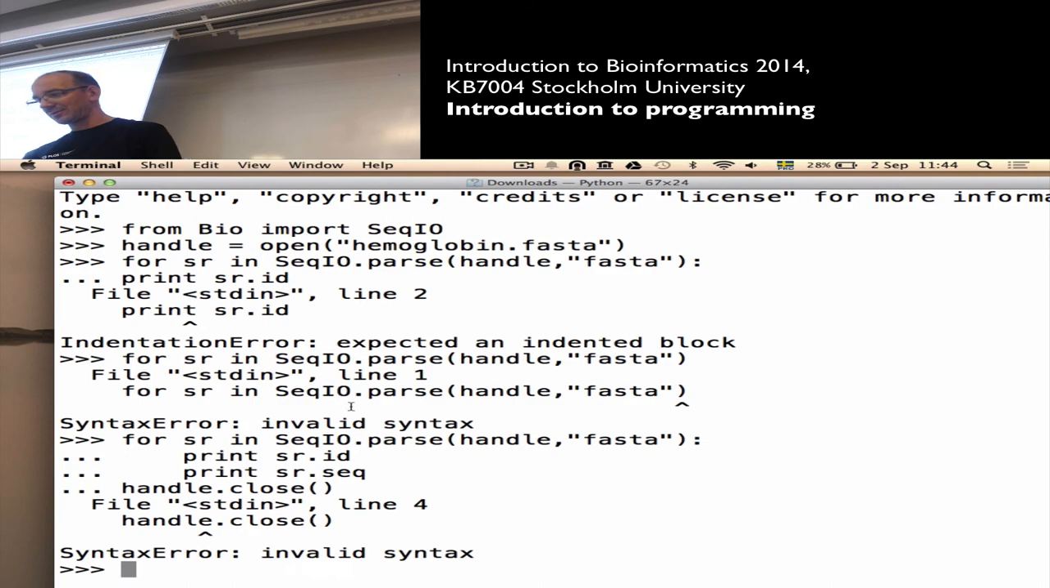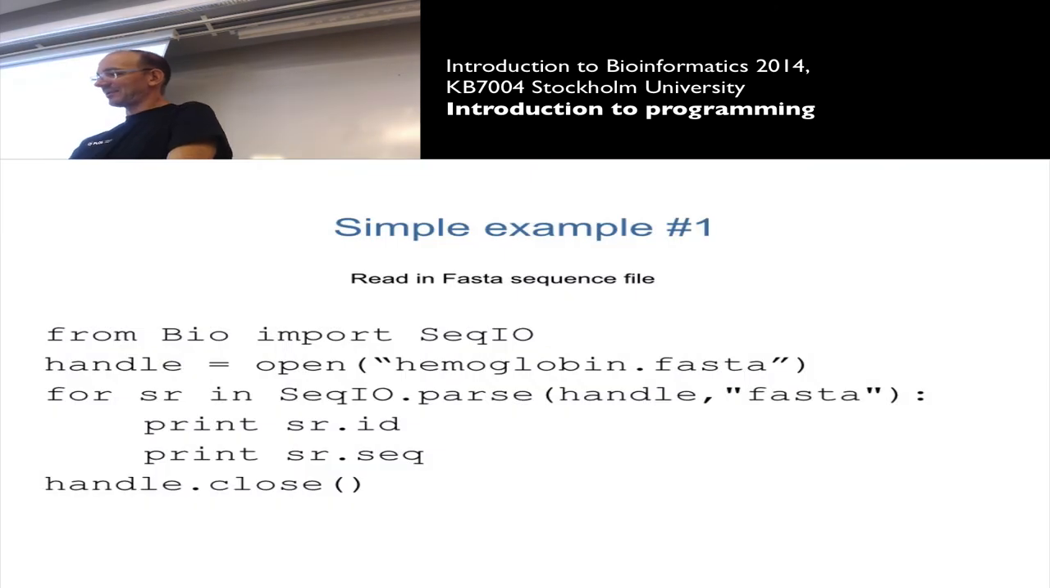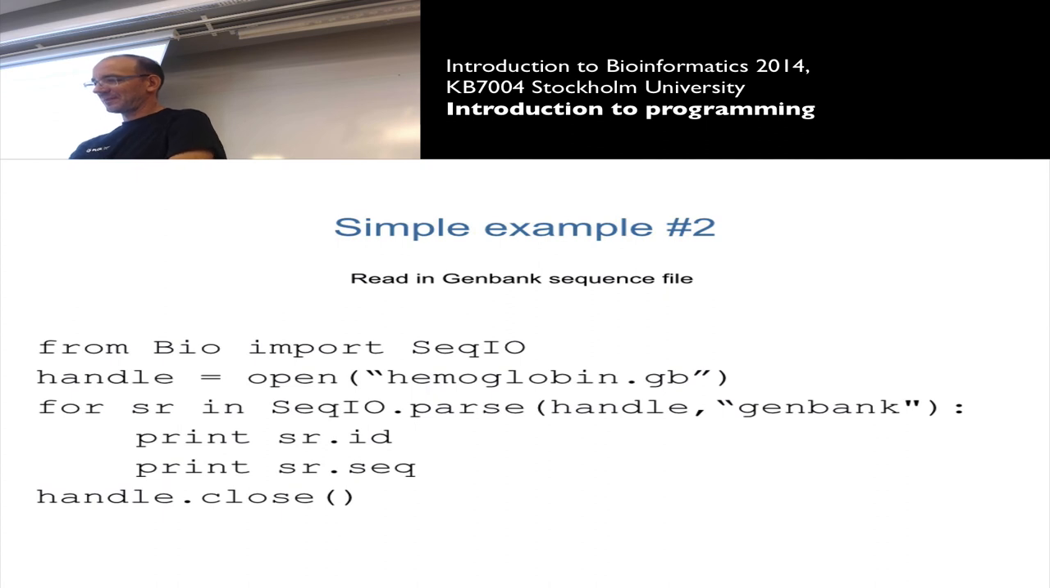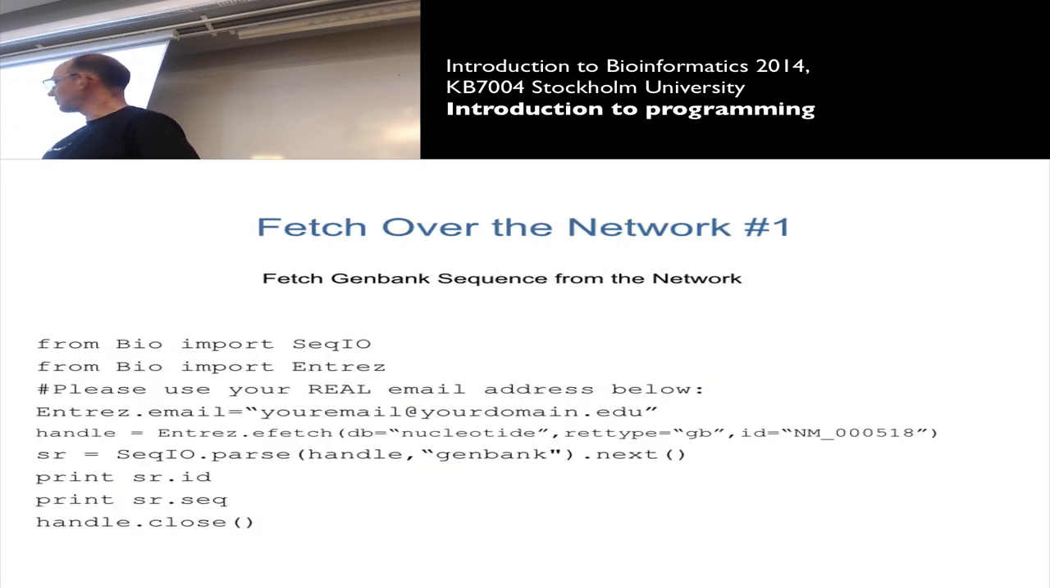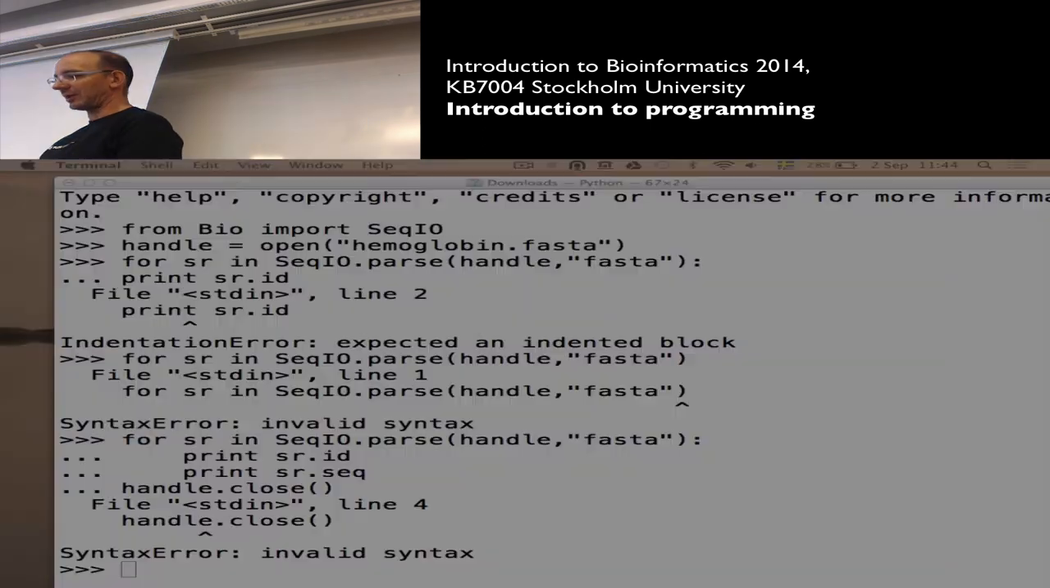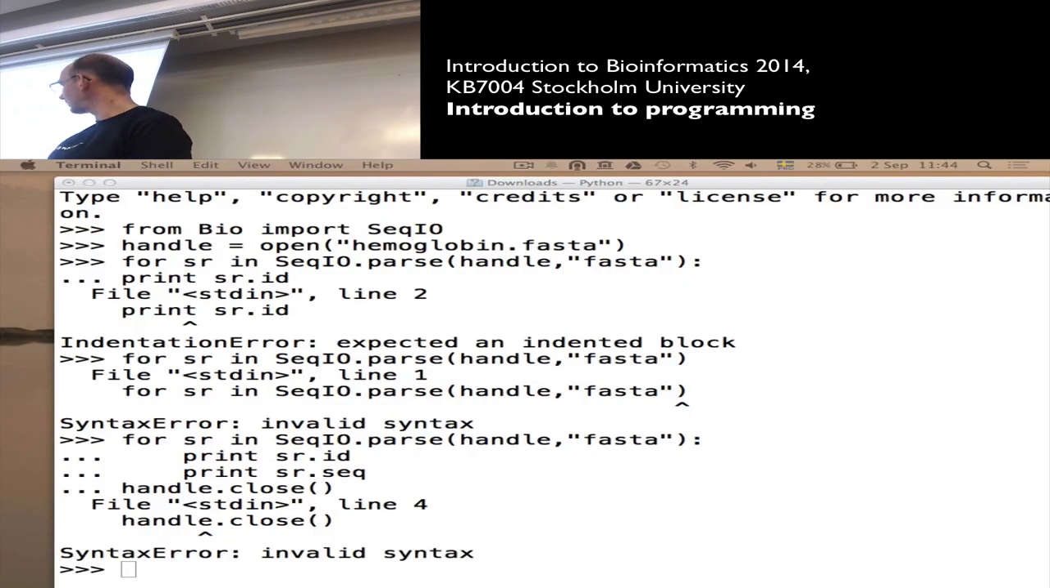Okay, skip it. Well, this one doesn't work. Next function maybe works. So I can do the same thing here, but we'll have GenBank format instead. This should print the ID and things like that, or in the uniform format. It's called Swiss here for some reason. But this is much more interesting actually, because I can get things with a network. I tried this yesterday, so it should work.